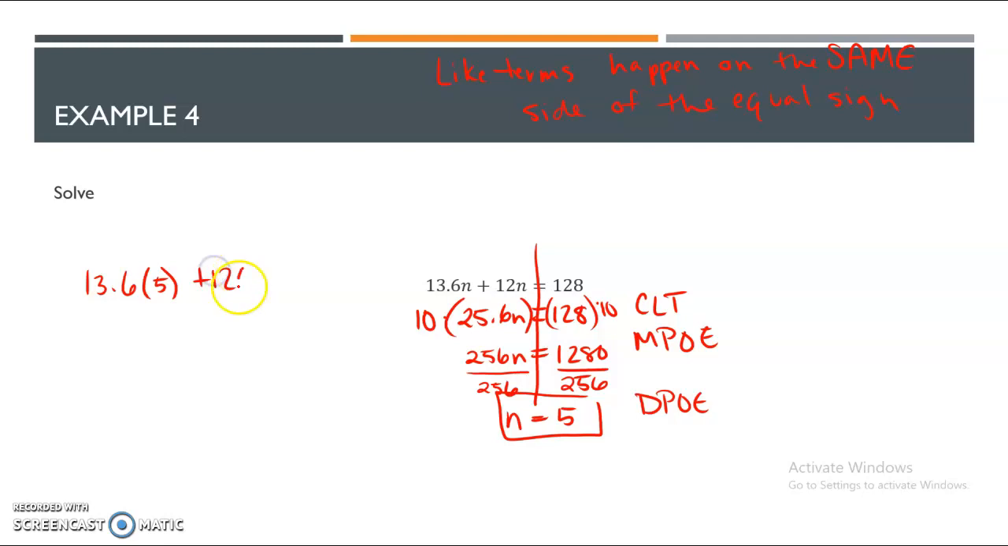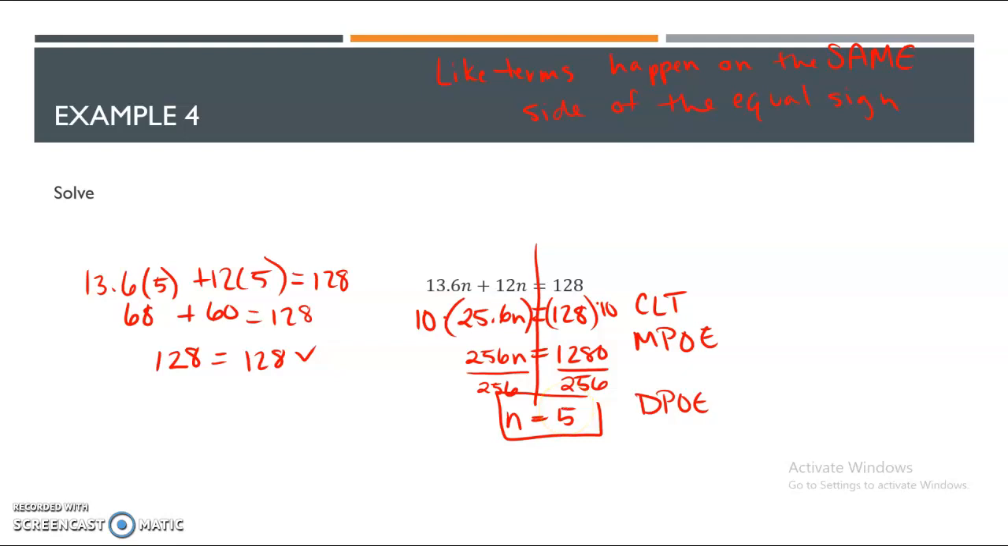13.6 times 5 plus 12 times 5. And we're wanting to see that it equals 128. So 13.6 times 5 is 68. And I don't want to multiply this by 10 in this case because I want to make sure that what I plug in works out for the original equation. So I get 68, and then 12 times 5 is 60. I'm just going to rewrite the equals 128, and then 68 plus 60. 60 and 60 is 120, so 120 plus 8 is 128. So we get 128 equals 128. That is a true statement. So n equals 5 is true.